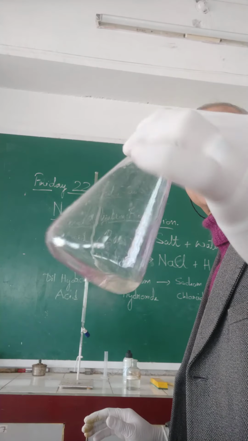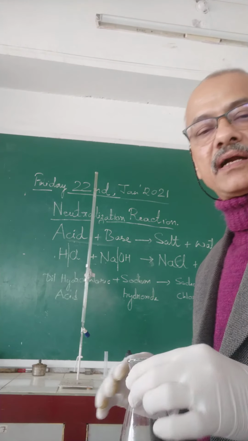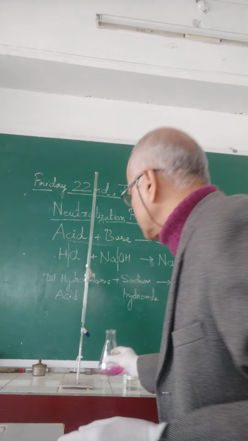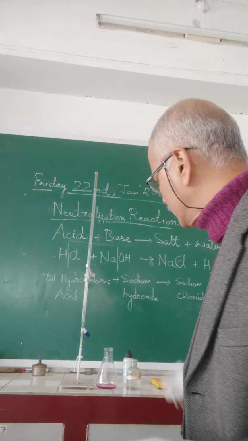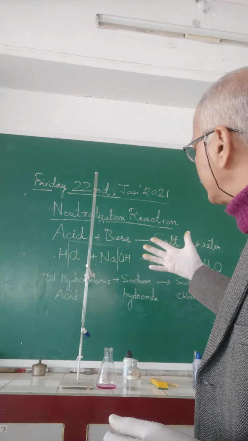See, the color disappears, pink color comes, and when it becomes a very light pink color, that means that the whole of the acid which is present in the conical flask is neutralized with the sodium hydroxide which is filled in the burette, to form salt and water.